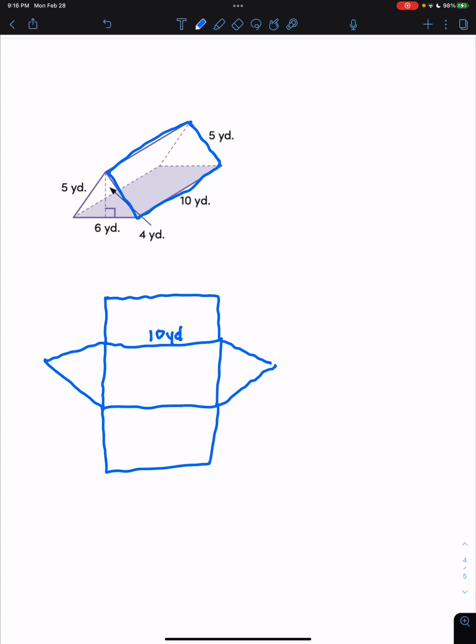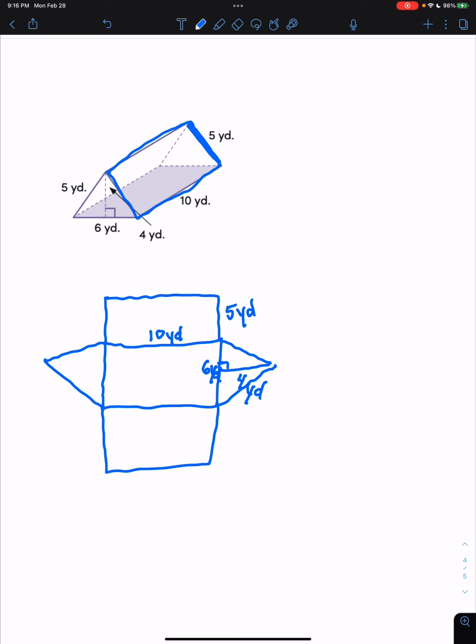by 5 yards. How did I know that was 5 yards? Because this side is 5 yards right here. So 5 yards. And then the base of my triangle here is going to be 6 yards. And the height of my triangle, as it says here, is going to be 4 yards. So this is a little bit trickier, and that's why I suggest that you draw out your net when you're finding surface area. It can be really helpful for you to see how all of these shapes fit together.